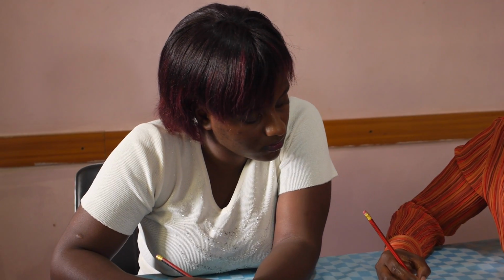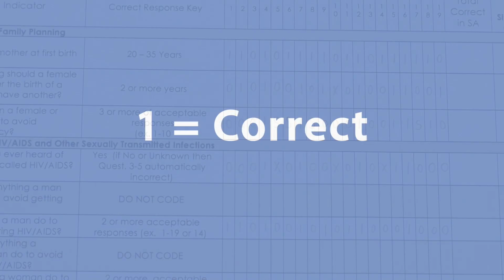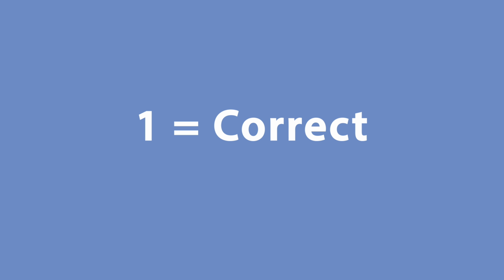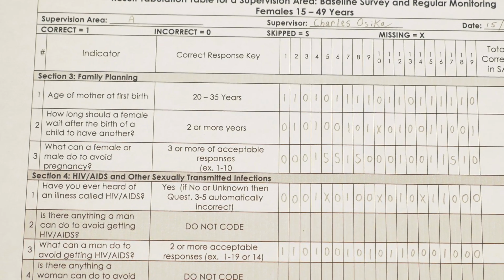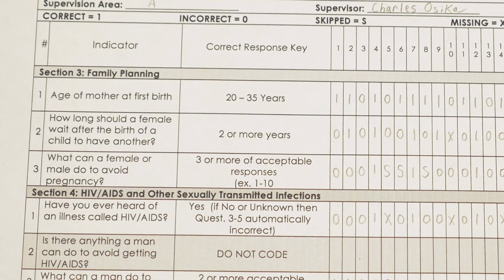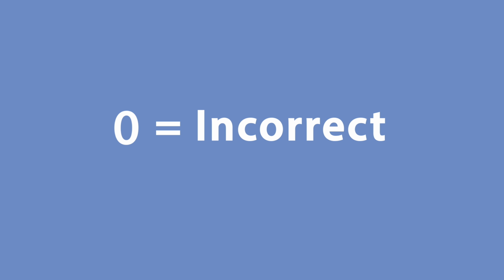Let's stop and take a closer look at this system of coding. A correct response, or 1, means that the respondent has demonstrated the correct knowledge or practice. Their answer will more or less match the desired response that's written in the left-hand portion of the tabulation table.